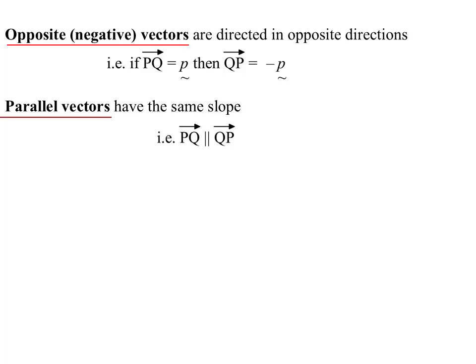It makes sense. It's sort of like parallel lines, isn't it? But we're talking about vectors now instead of lines. The vector PQ would be parallel to the vector QP. It's just they're going in opposite directions. They would actually be parallel. They might even be the same line in some cases.